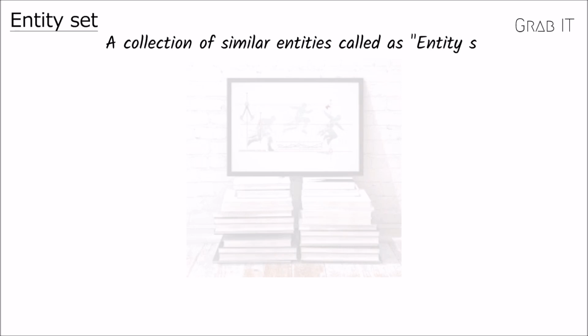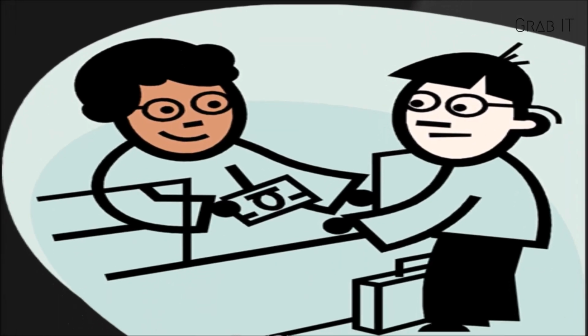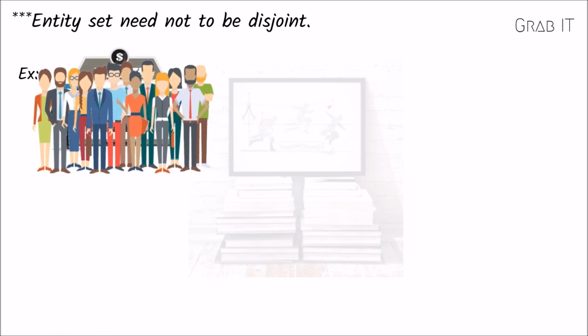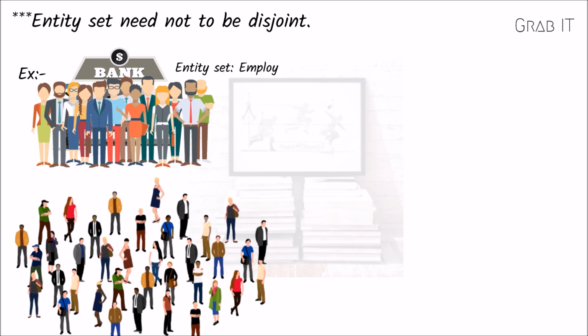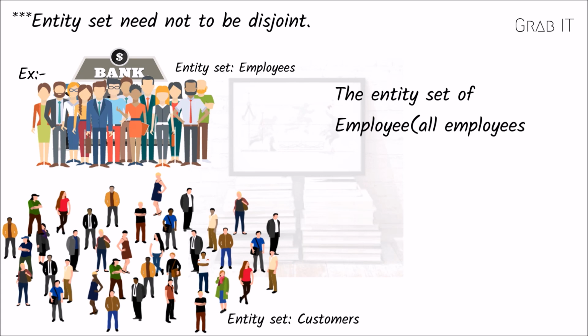Entity set. A collection of similar entities is called an entity set. Example, all persons having an account at a bank. Entity sets need not be disjoint. When we name an entity, we use a singular noun, because the entity set of employee and the entity set of customer may have members in common.